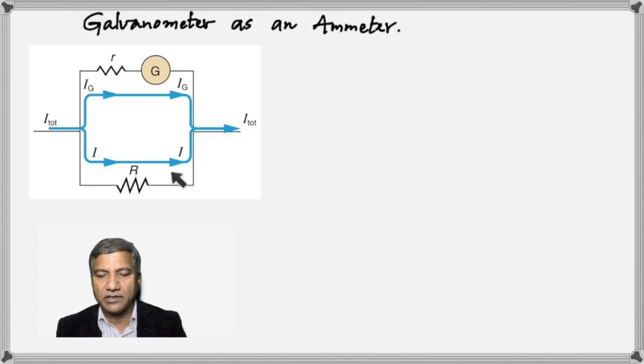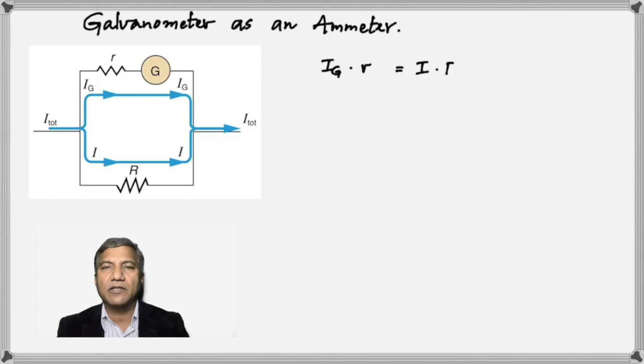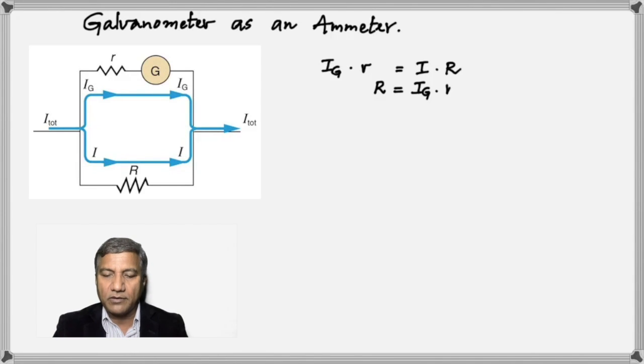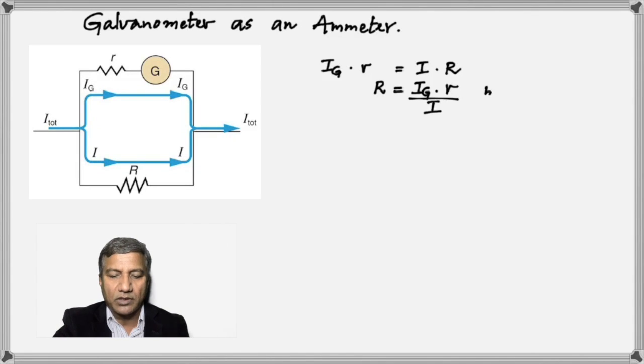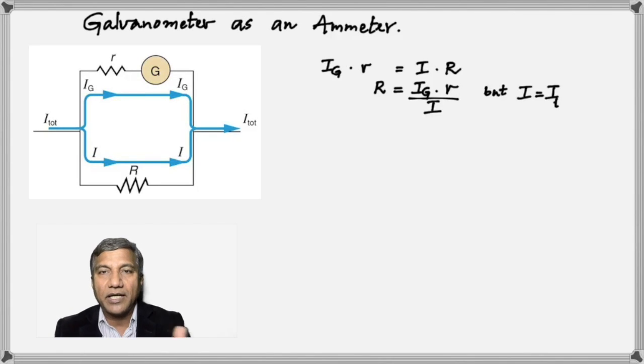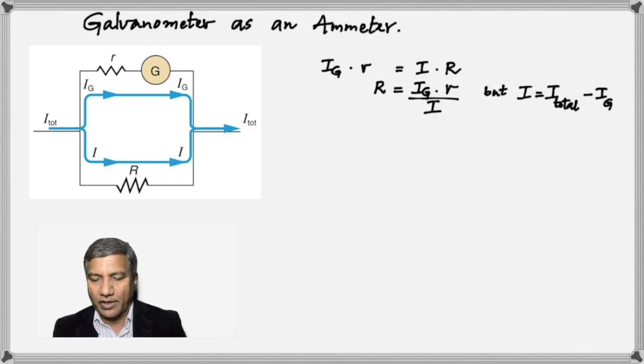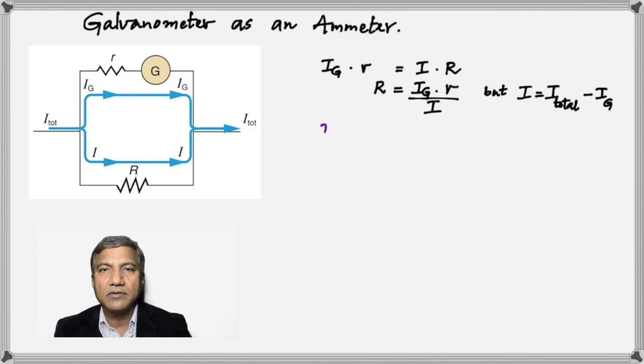So that's the idea. So we get Ig multiplied by little r is I times caps R. And then rearrange that. And you get that formula. But remember that I total is Ig plus I. Or I is I total minus Ig. So substitute the value of I here, and then we get the formula. So here is an example.